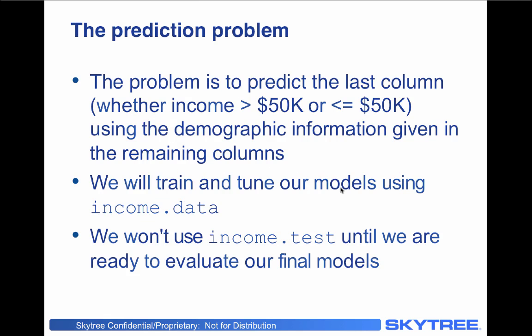The problem that we're going to solve with this data set is to predict the last column using the demographic information given in the remaining columns. We would like to predict whether the income of a person is greater than $50,000 a year or less than $50,000 a year using the demographic information given in the other columns. We will train and tune our models using the income.data file, and we will not use income.test until we're ready to evaluate our final models.